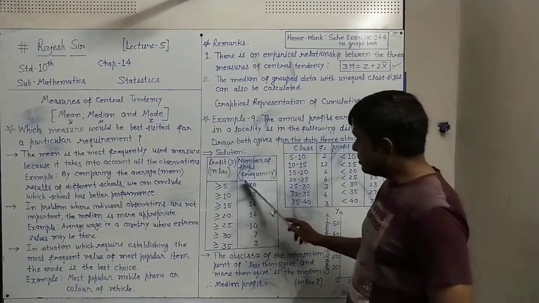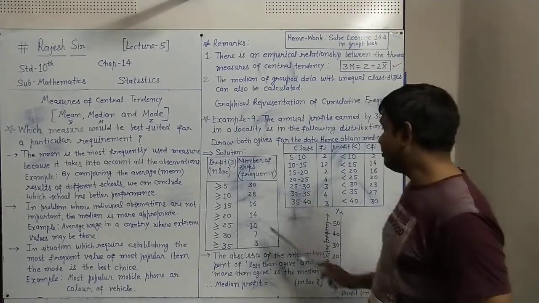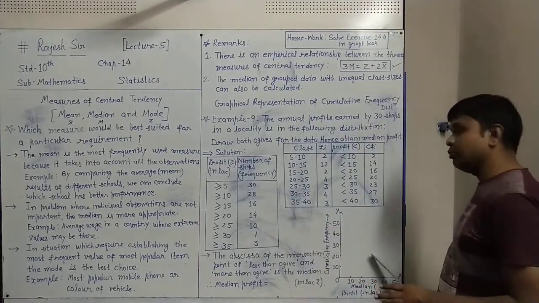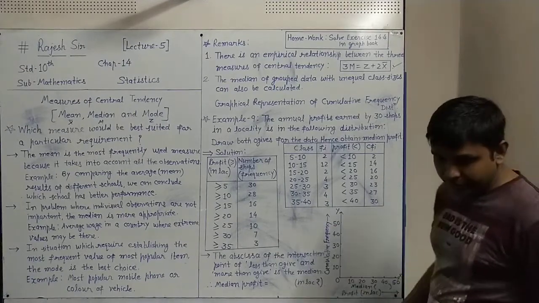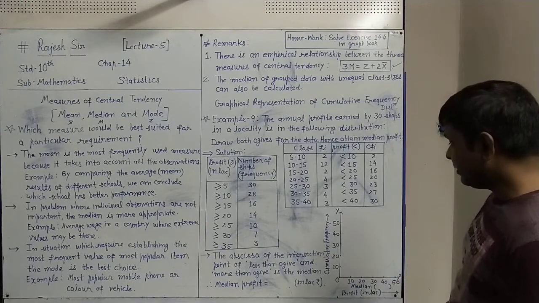So from this we can draw the more than type ogive. One ogive we can draw from this given table only, the more than type. So that we draw first. More than type is given, so more than type of ogive we will draw.